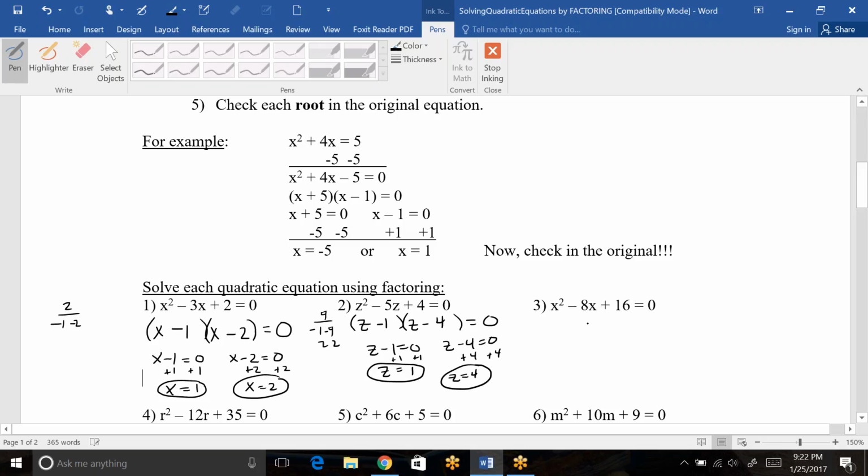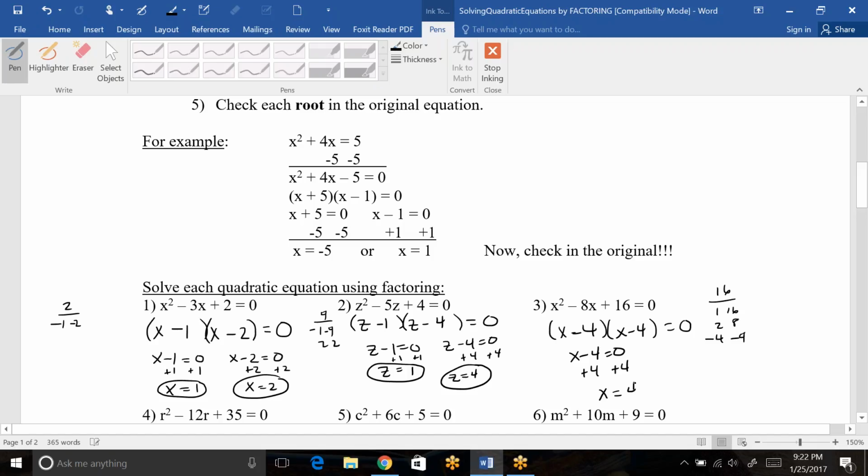For my third one, I need factors. This again is a trinomial with a 1 in front, so I need factors of 16, which are 1 and 16, 2 and 8, and 4 and 4. It needs to add to -8 but multiply to +16, so those are both going to have to be negatives. Now in this scenario, you get the same factor twice. You only need to solve for one of them because they will give you the same answer.